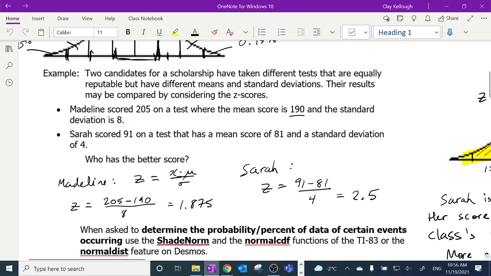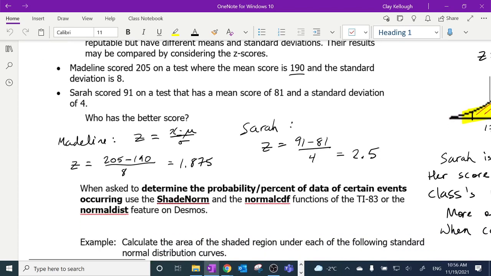So remember yesterday, we had a very common situation in statistics. Two people from two different schools are being considered for the same, perhaps, scholarship or whatever. Madeline scored 205 on her test. The mean of that test was 190. The standard deviation was 8. Sarah scored 91 on her test, but the mean was 81 and the standard deviation was 4. Who had the better score?